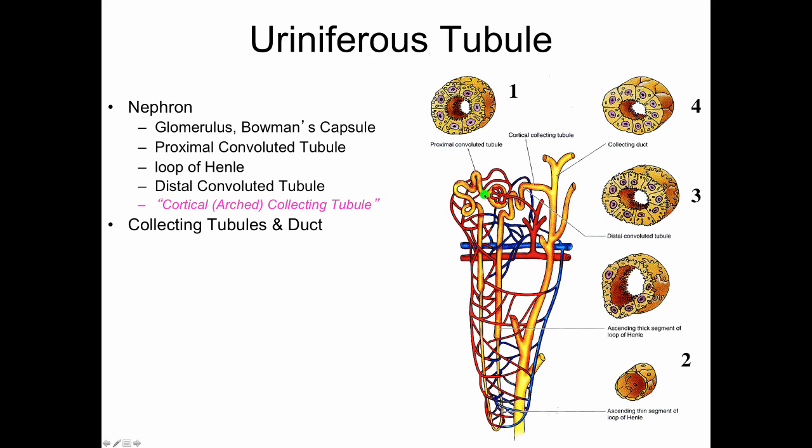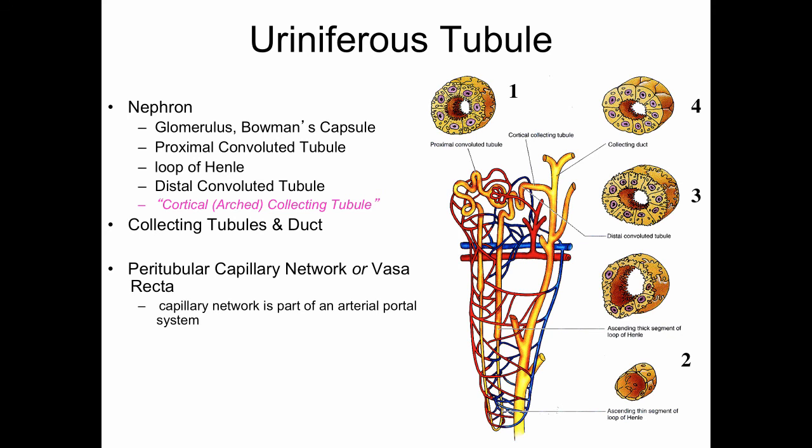We see Bowman's capsule becoming continuous with the proximal convoluted tubule, proximal straight tubule, the descending limb of Henle's loop, the thin limb, the thin ascending limb, the thick ascending limb becoming part of the distal convoluted tubule. Macula densa would be in this area, and then the cortical or arched collecting tubule. That would all be part of the nephron, and then the collecting tubules and ducts, as we have suggested, have a different embryologic origin, and we'll talk about that in a subsequent podcast.